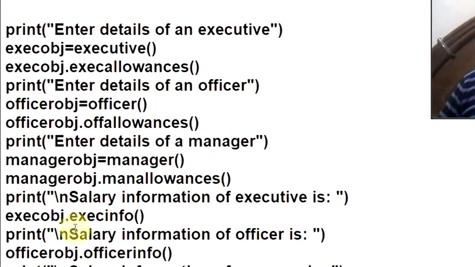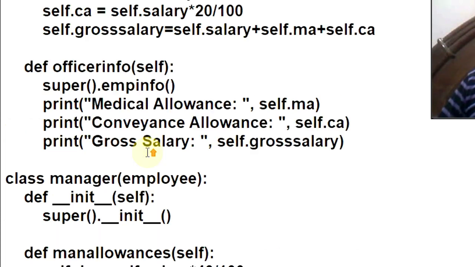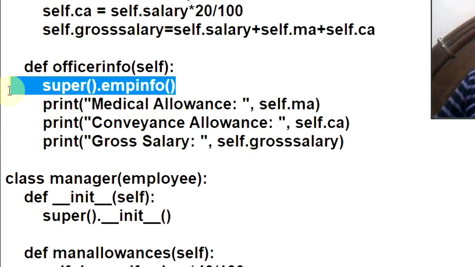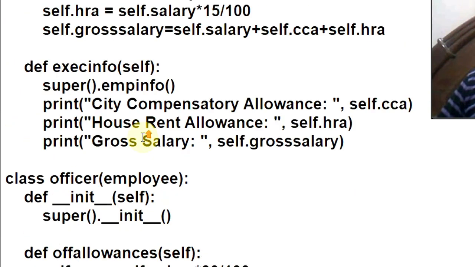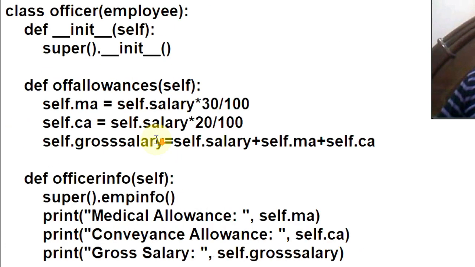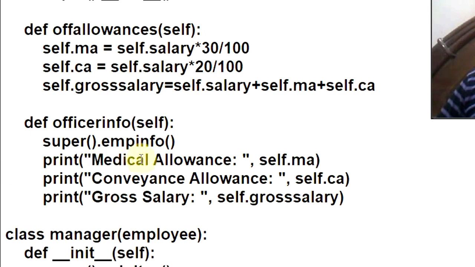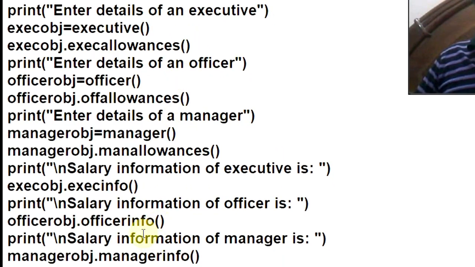You get a message that salary information of the officer is, and the officer info function of the officer class is invoked. Control will jump to the officer info function. Here you are invoking again the enp info function of the superclass. Superclass is employee. The enp info function of the superclass, that is employee class, will be invoked. Again it will display the code, name and salary on the screen. Control will jump to the officer info function. After that it will display the medical allowance, conveyance allowance and gross salary on the screen. Thereafter the control will jump to the main function.